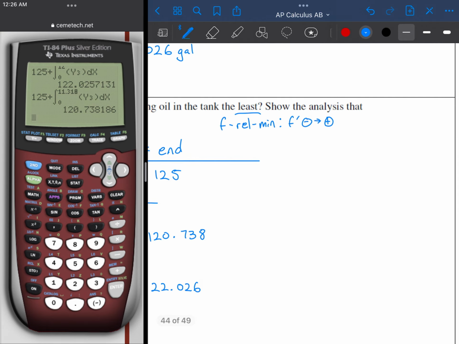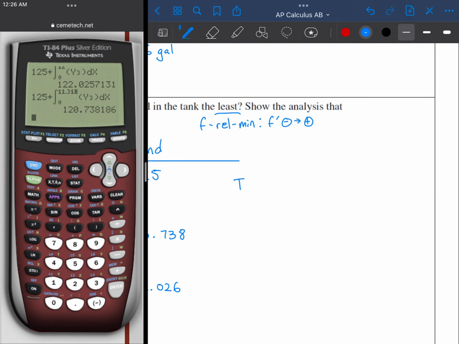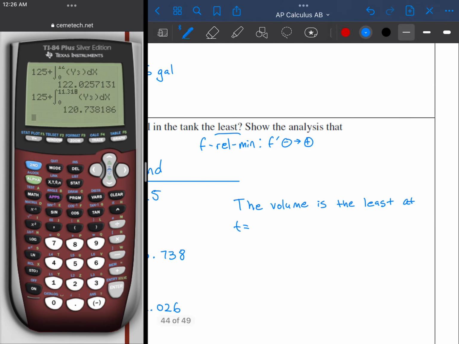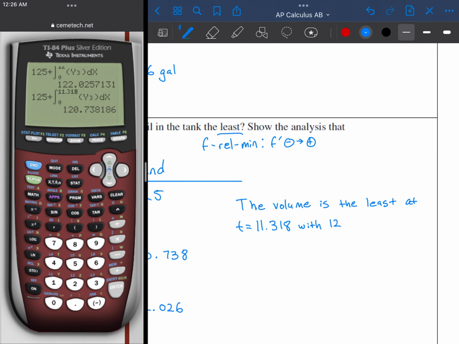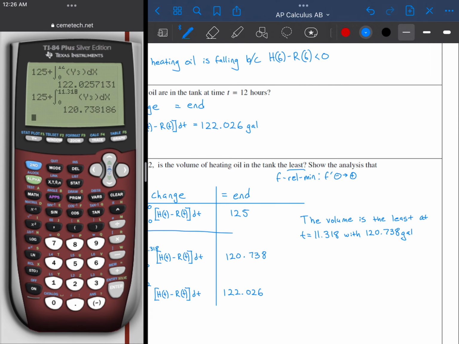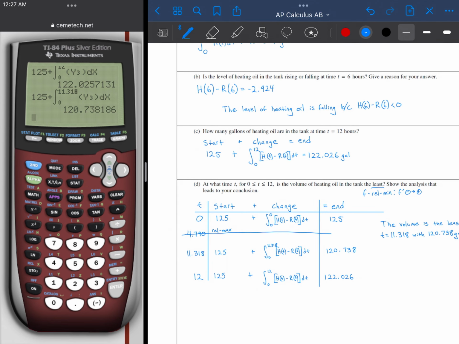We'll say the volume is the least at time t is equal to 11.318, with a value of 120.738 gallons. Cool. And do they want us to round to the nearest gallon or anything weird? Nope, just that. Cool. And that was the last one.